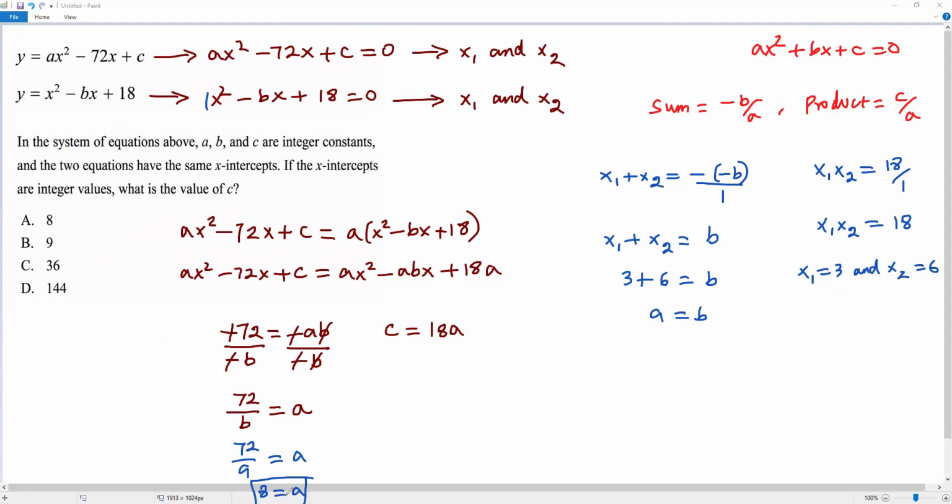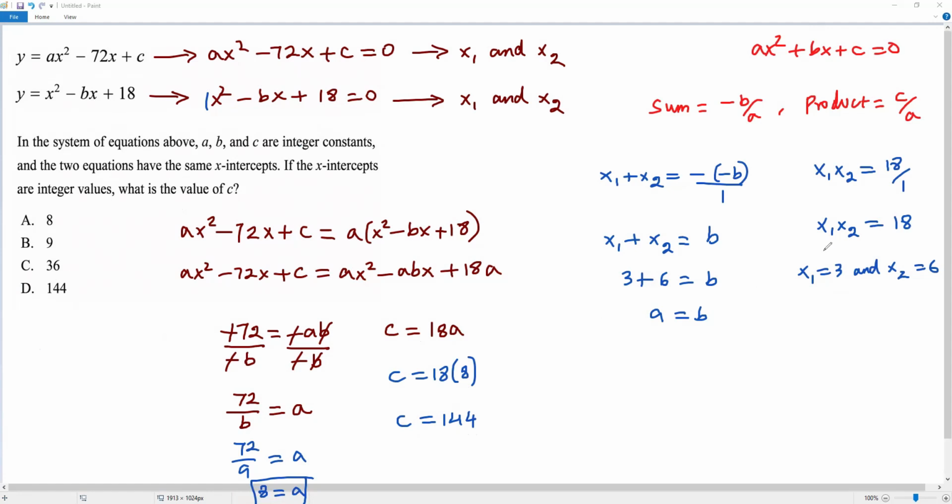Okay, when a equals 8, what is the value of c? Let's plug in 8 for a over here. Then I'm getting c equals 18 times 8, which is 144. Here I got the value of c, that is 144. I find this value in answer choice D. So answer choice D must be correct.